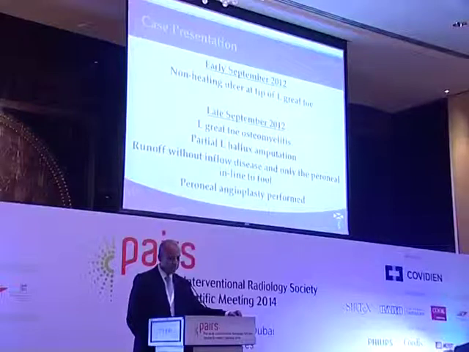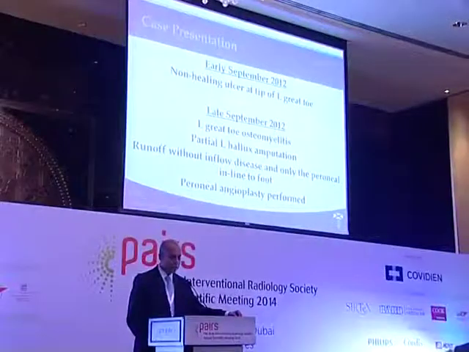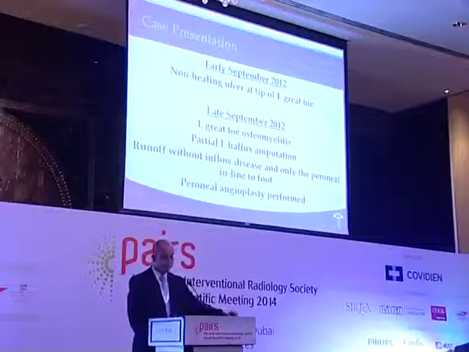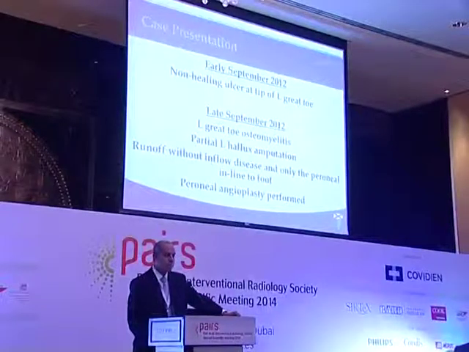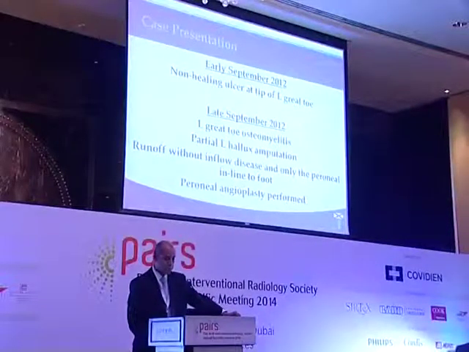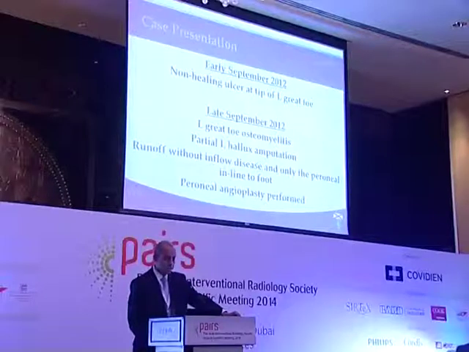Early in September of 2012, he had a non-healing ulcer at the tip of the left great toe. Subsequently, he developed osteomyelitis in that location that led to a partial hallux amputation. At the time, he was evaluated by one of our vascular surgeons that did an angiogram and basically showed that there was no significant inflow disease, as I'll show you, but the only vessel below the knee was a peroneal that had some disease distally and was angioplastied. That's how it was described.